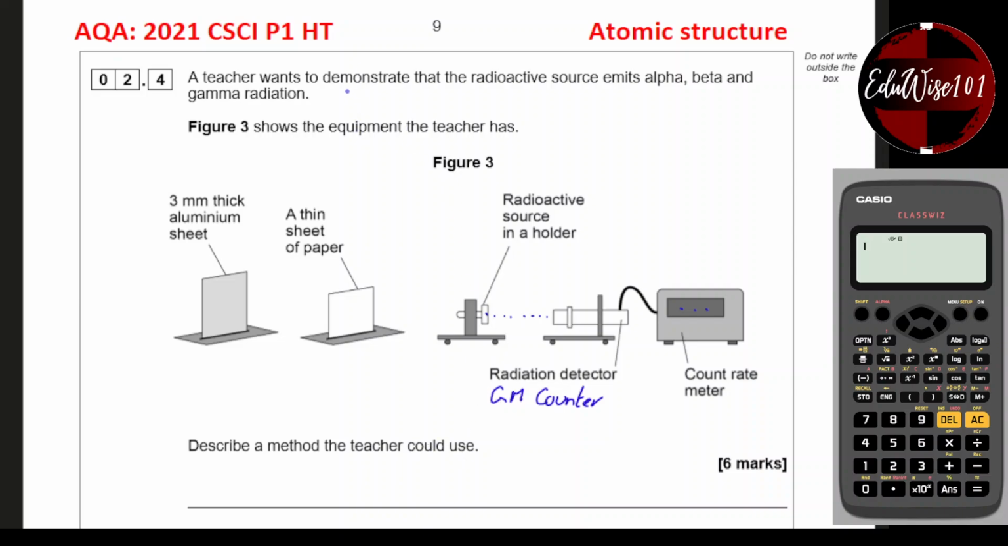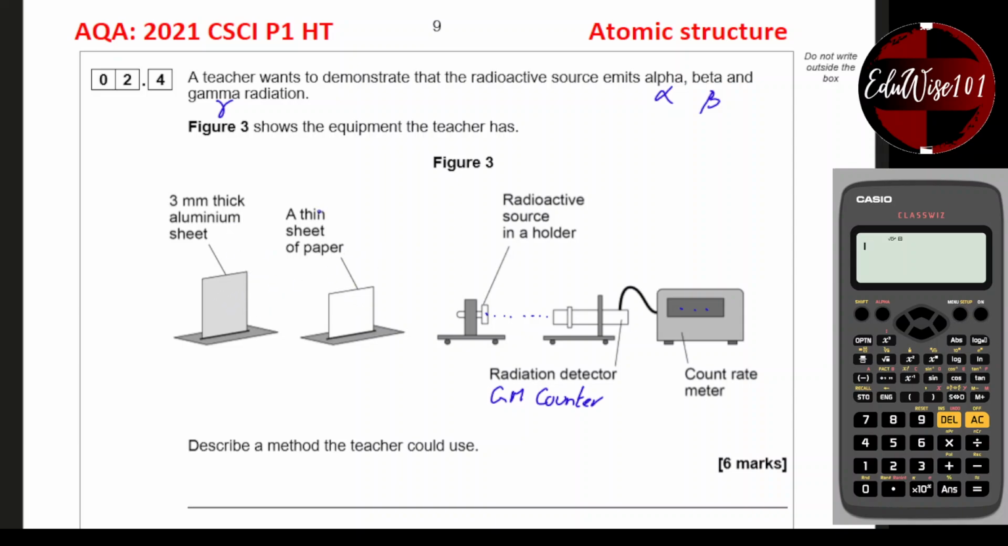The teacher is trying to demonstrate that the radioactive source emits alpha, beta, and gamma, all three of them. How can you detect alpha, beta, and gamma? Well, the radiation detector will detect all three particles when they are coming through. So why do you have the thin sheet of aluminium and paper?